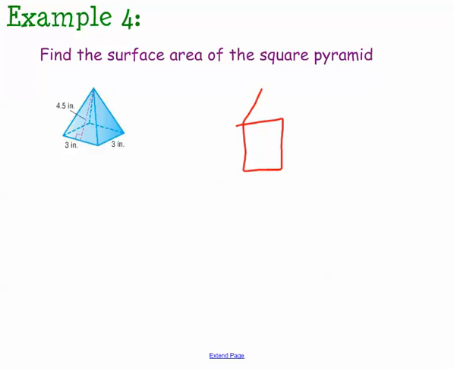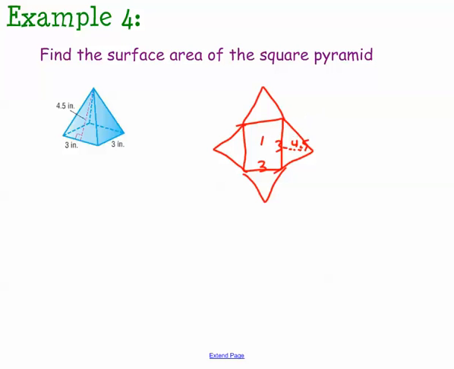All right, here's my net. Please don't laugh at my drawings. You know I cannot do them very well. All right, so there's my net. My square is a 3 by 3 square, and the height of my triangles is 4.5. All right, so it makes it easy.